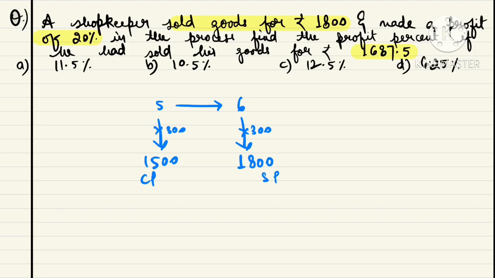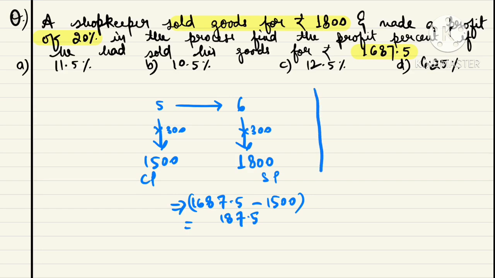Now, if he had sold his goods for rupees 1687.5, fine. So as we know the cost price, now what will be the profit percent? So it will be 1687.5 minus 1500. So it will give 187.5.